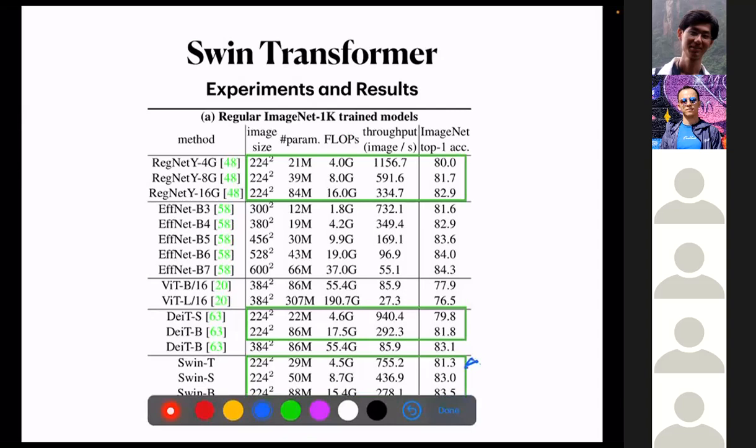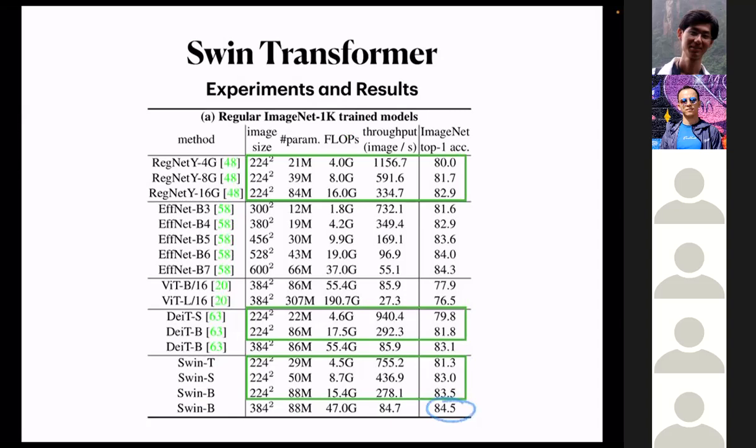So here, what is the full name of FLOPs? Floating point operations. Okay, so it's still a kind of size, right? Yeah. They're showing Swin base gave us a big and better accuracy than others.